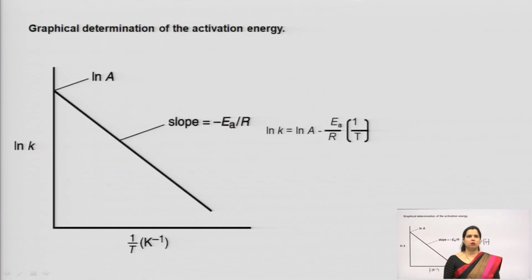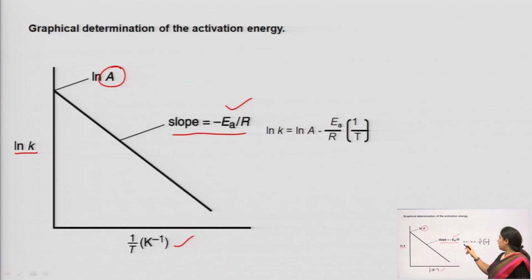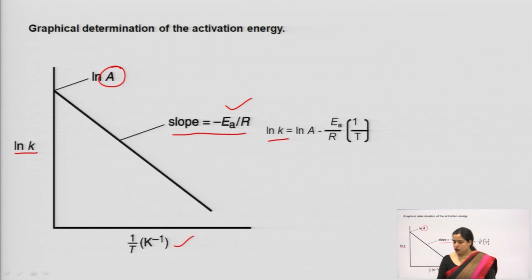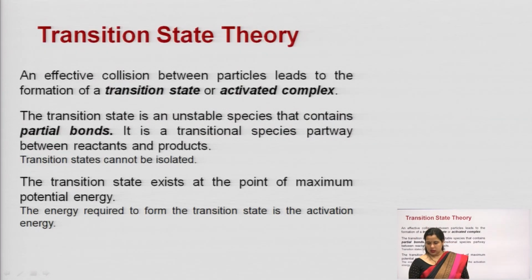So, the graphical determination of activation energy will be like this: ln of the rate constant k versus ln A, and this is basically the slope giving the activation energy. This is how we can calculate E A using graphical methods. The formula will be ln k equals ln A minus E A over R times 1 by T. So, this is how we graphically represent the activation energy, and we can identify its value using these graphical methods.